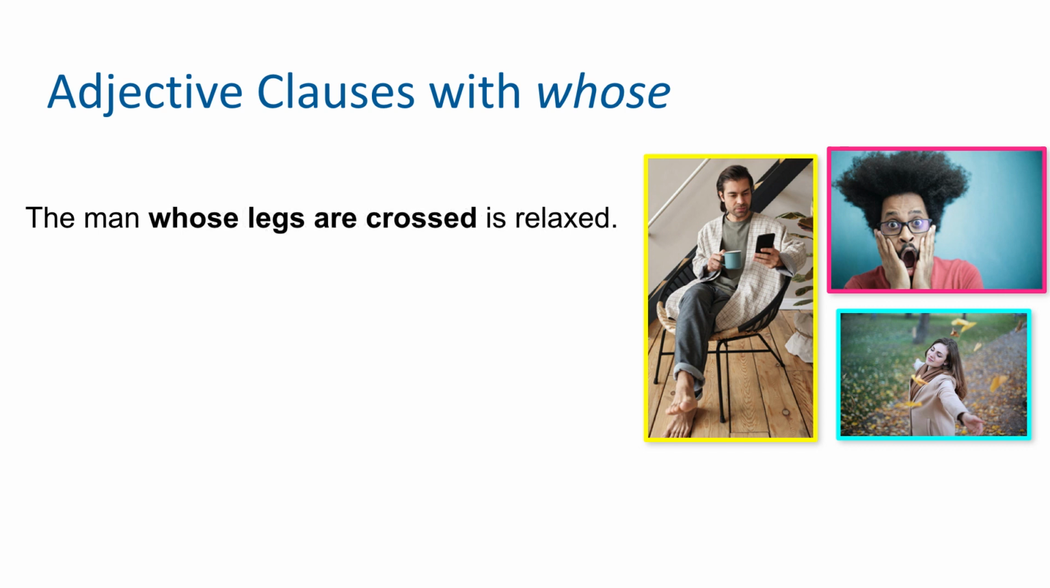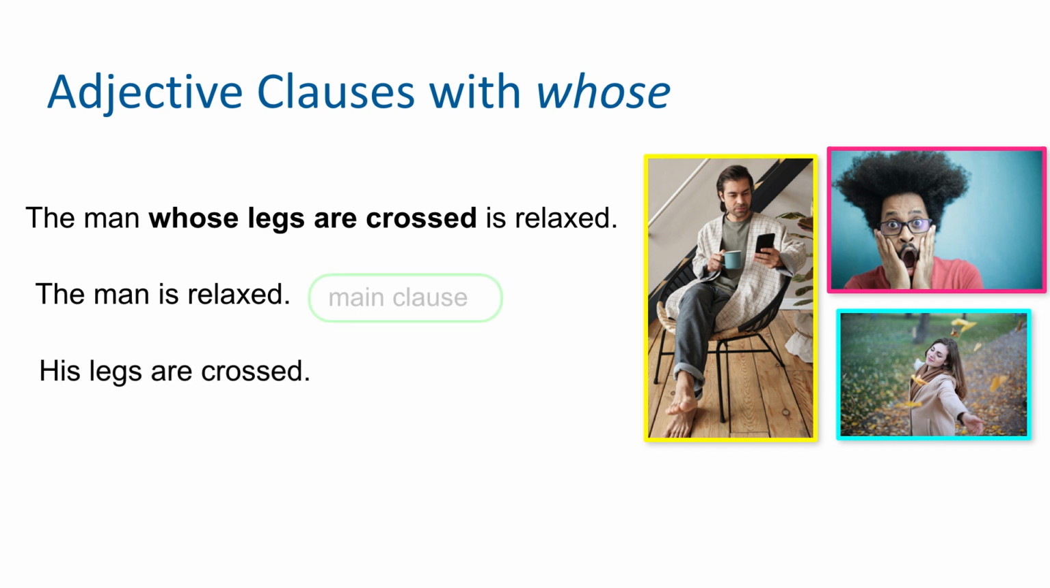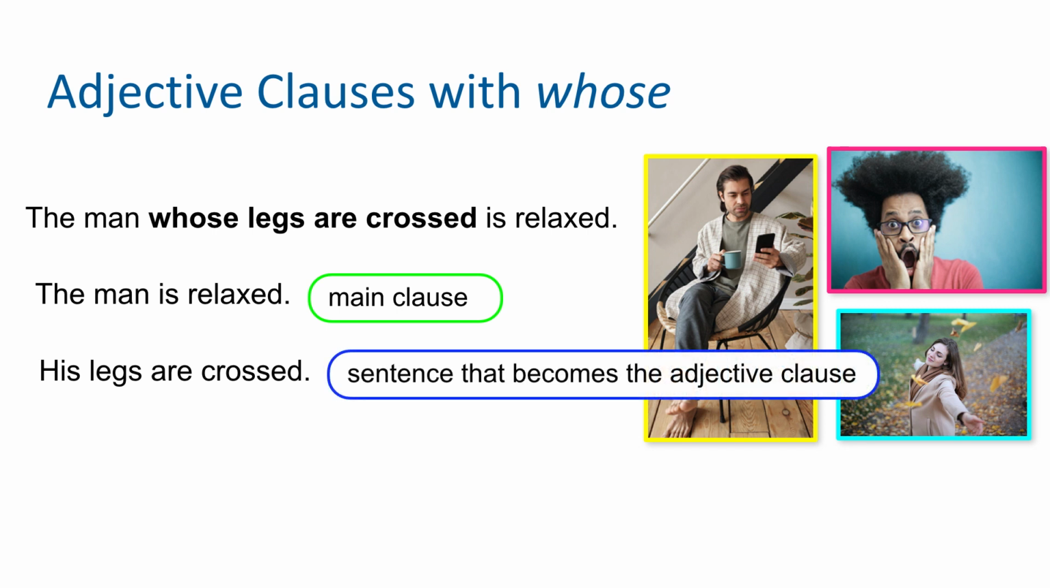Whose legs are crossed is the adjective clause. Remember, an adjective clause describes a noun, and it also has a subject and a verb. This sentence is made up of two sentences. The man is relaxed is the main clause. His legs are crossed is the sentence that becomes the adjective clause. You can think of it as the baby sentence.